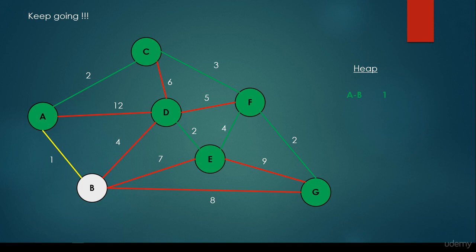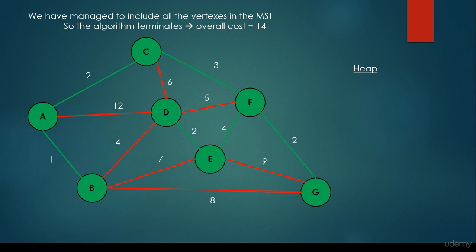So we get the item from the heap, which is going to return the AB connection. And basically with this, we are done. We have visited all the vertices in the graph. So we have managed to include all the vertices in the minimum spanning tree, so the algorithm terminates. The overall cost is the sum of the distinct edges, which is going to add up to 14. So we can come to the conclusion that with the help of the eager Prim-Jarnik algorithm, we are able to construct the minimum spanning tree with overall cost 14.